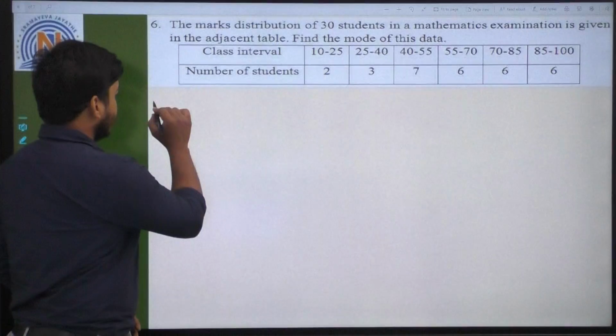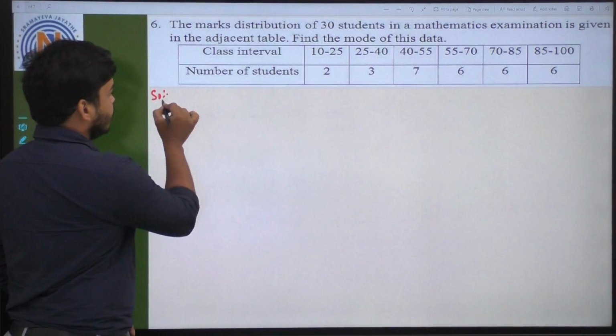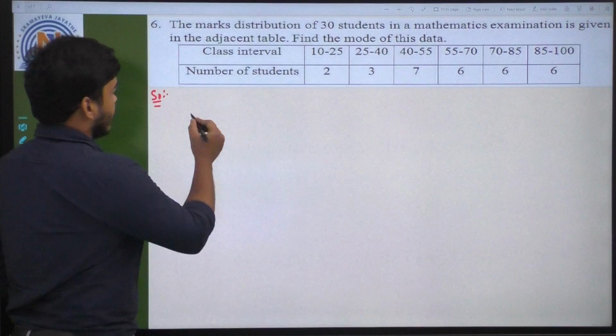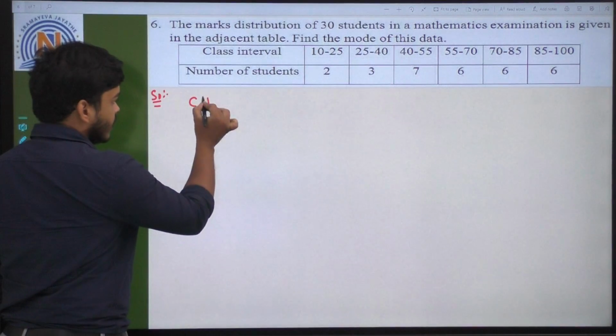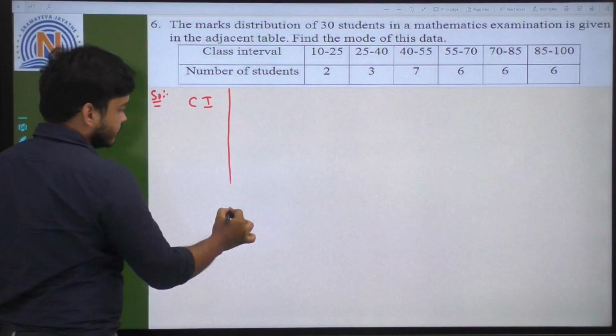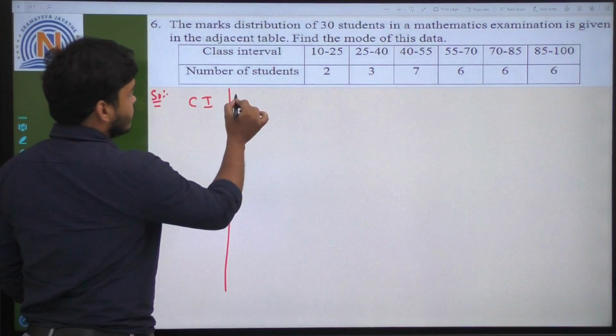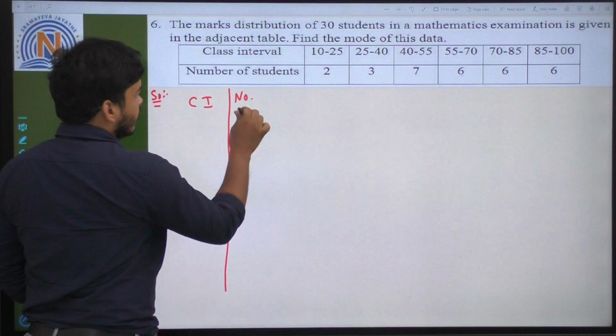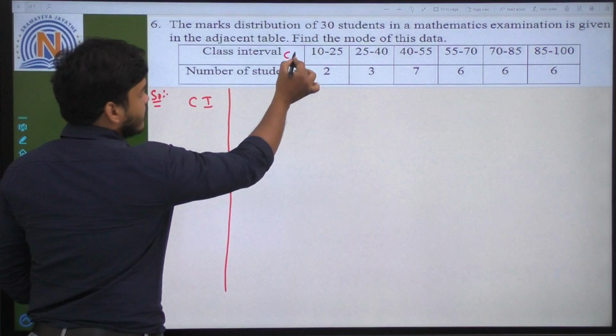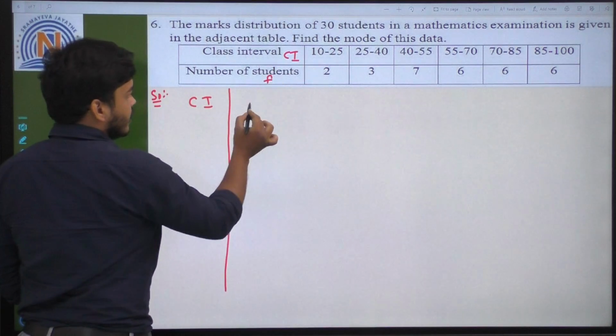From this data I need to prepare a tabular form, that is the class interval, Ci, and the number of students, which I am taking as the frequency, F.